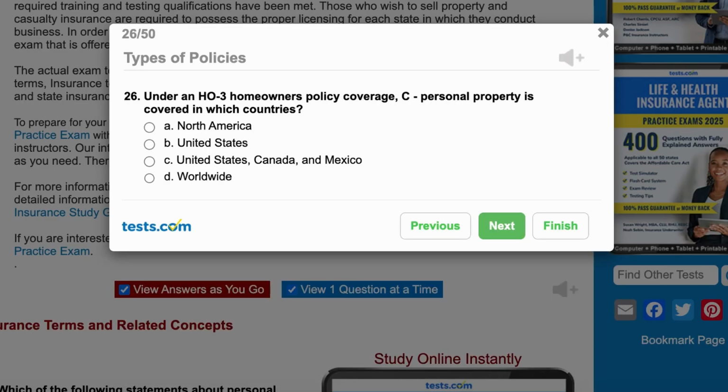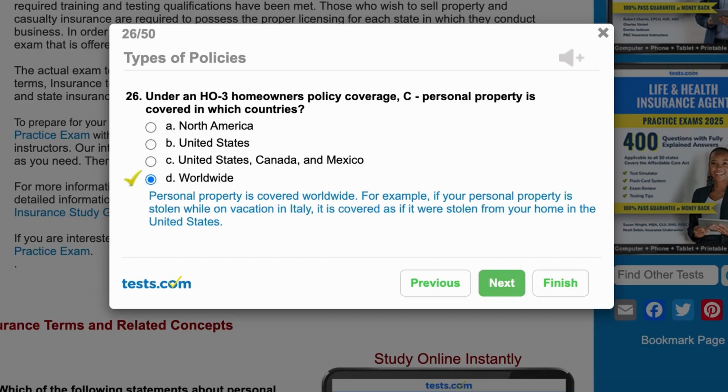Question 26. Under an HO3 homeowners policy, coverage C, personal property, is covered in which countries? A. North America. B. United States. C. United States, Canada, and Mexico. D. Worldwide. D. Worldwide. Personal property is covered worldwide. For example, if your personal property is stolen while on vacation in Italy, it is covered as if it were stolen from your home in the United States.